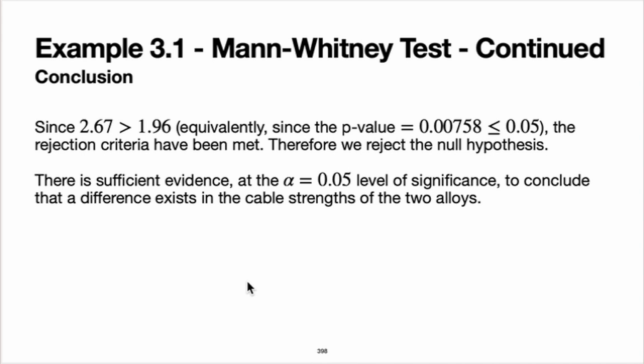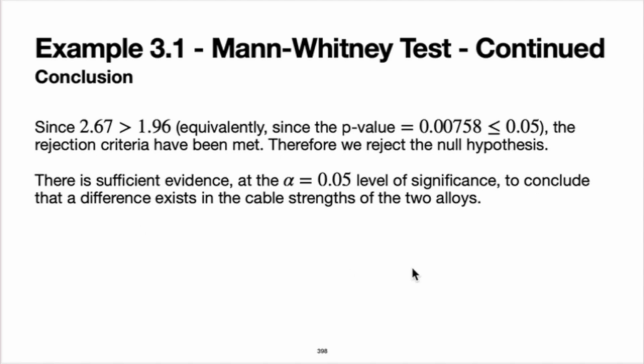So since 2.67, the test statistic, does exceed 1.96, or equivalently, since the p-value, which is 0.00758, is less than or equal to the significance level we're using, 0.05, the rejection criteria have obviously been met, and therefore we reject the null hypothesis. And so we can say that there is sufficient evidence at the 0.05 level of significance to conclude that a difference exists in the cable strengths of the two alloys.